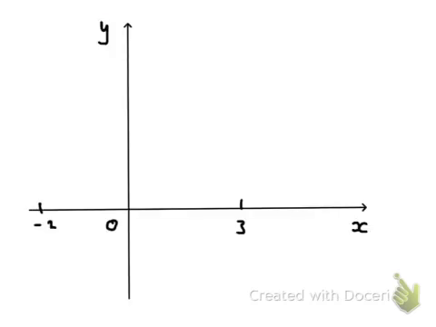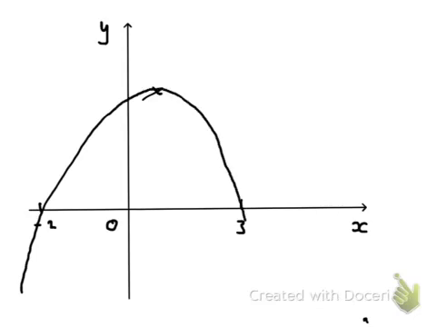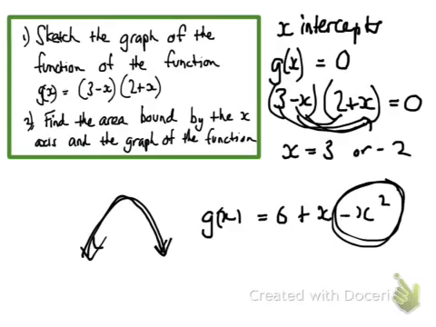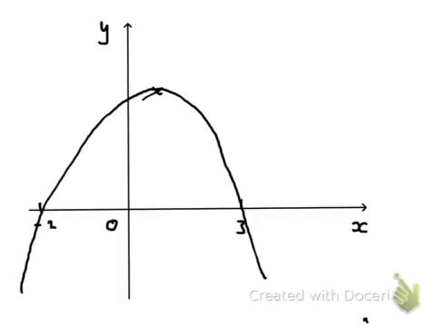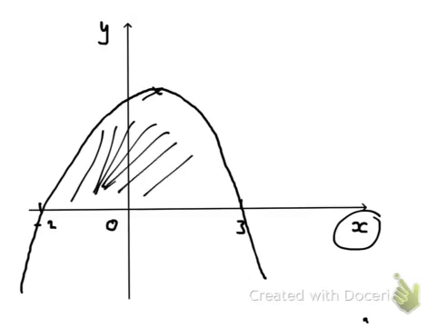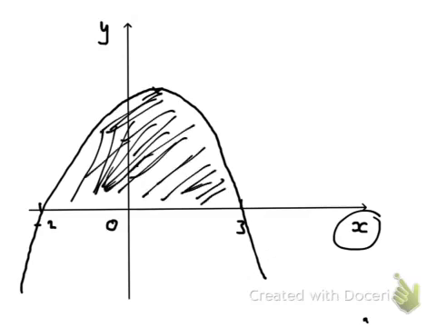So I've drawn it in here. As I said, it doesn't really matter where our turning point is, so we can just draw it up there. If we draw the graph like so, then going back to the question, find the area bound by the x-axis and the graph of the function. Our x-axis, we know what that is, and our function is here. If I put some shading in, we're looking at that area there, the area under the graph bounded by the x-axis. So there it is.